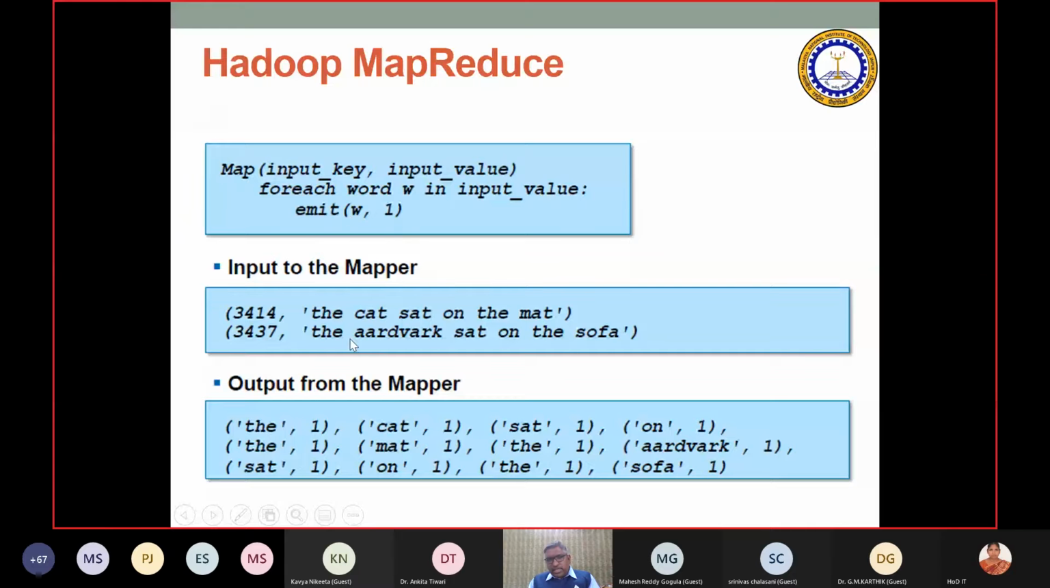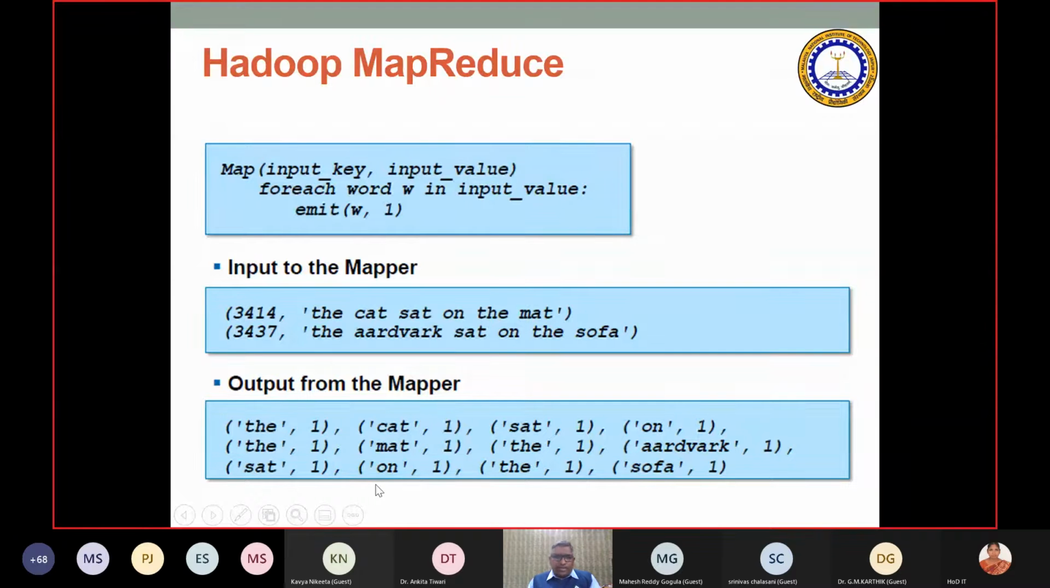So the input value is: the cat sat on the mat. So what happens? The 1, cat 1, sat 1, on 1, the 1, mat 1 is given. Similarly, the second sentence is: the aardvark sat on the sofa. The 1, aardvark 1, sat 1, on 1, the 1, sofa 1.